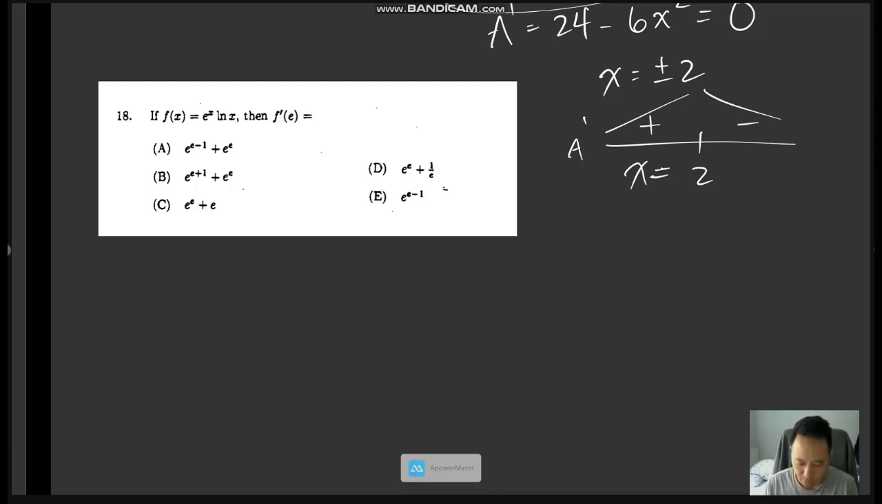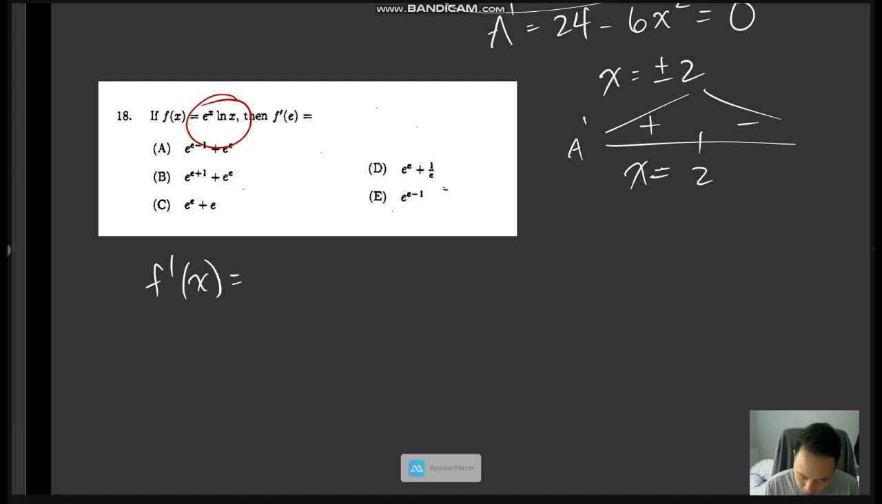Okay, so we're going to take the derivative first, and then substitute e for x once we've taken the derivative. So let's first find the derivative. F prime of x. This looks like a product rule, right? You have a product there, so we're going to use the product rule.